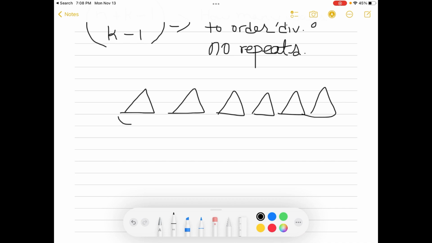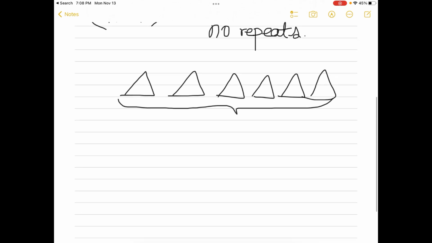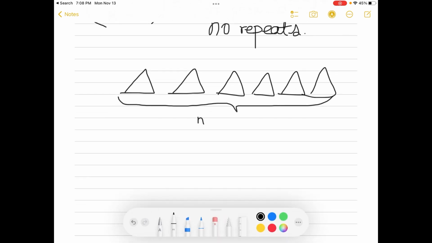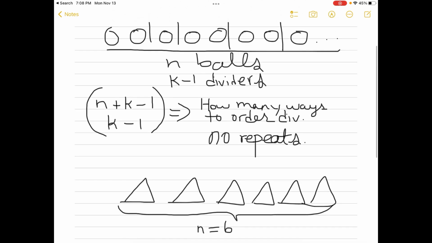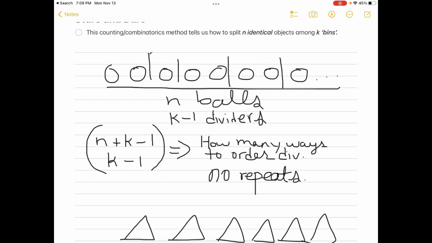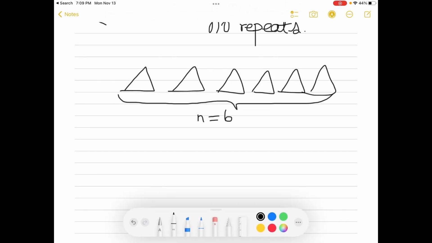N represents the number of items we have in our stars and bars identity up here. So right now, n is 6. And we want to split it into 4 groups. K in this identity is symbolizing the number of groups that we are going to create. So we have 4 groups, which is k. So we have 4 minus 1, 3 dividers.